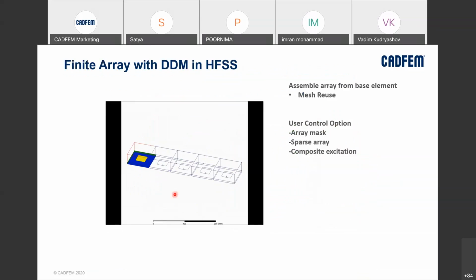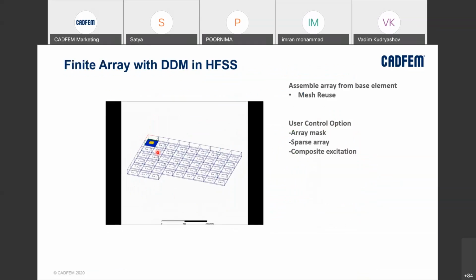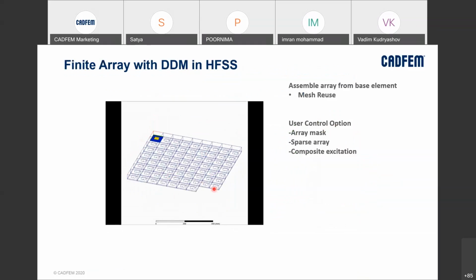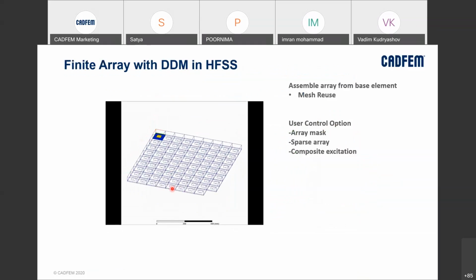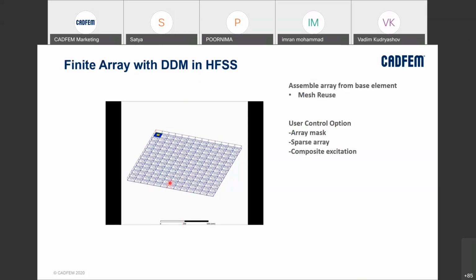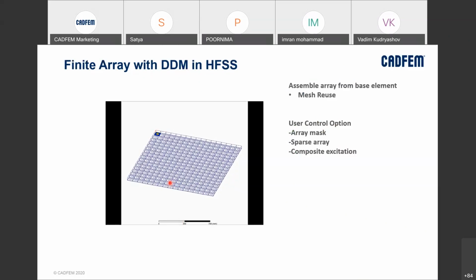Here is the animation for an 8x8 antenna. You can see a small antenna is being analyzed, and the same analysis can be copied. Here we are copying that mesh at different locations to create an array that can be analyzed through electromagnetic simulation, and it solves the electromagnetic equations in the finite element method.